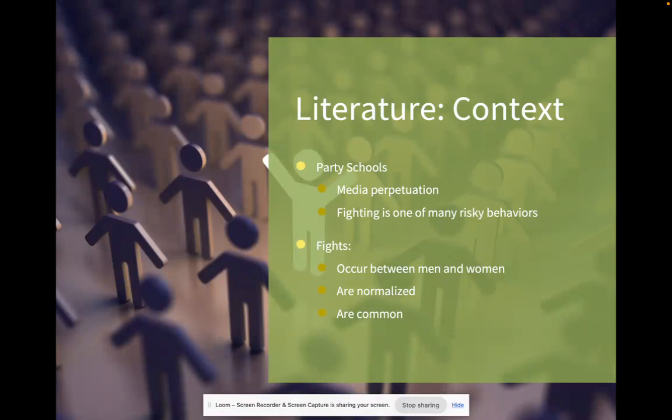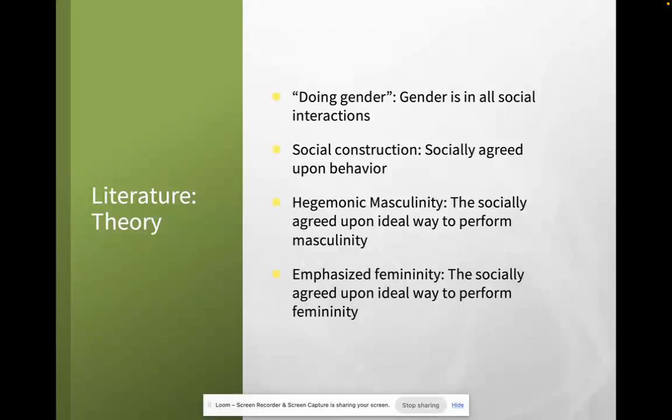Fighting is just one of many risky behaviors within this youth subculture that previous studies have already identified as a problem. And so we're talking about fights that occur between two men or two women. So we're not talking about large brawls or something like that, which is also a part of the risky behavior and also common within this context. And we're thinking about how it's normalized and how common it is within this context. And again, this issue had already been identified in previous studies, the fact that this behavior is normalized and common within this context.